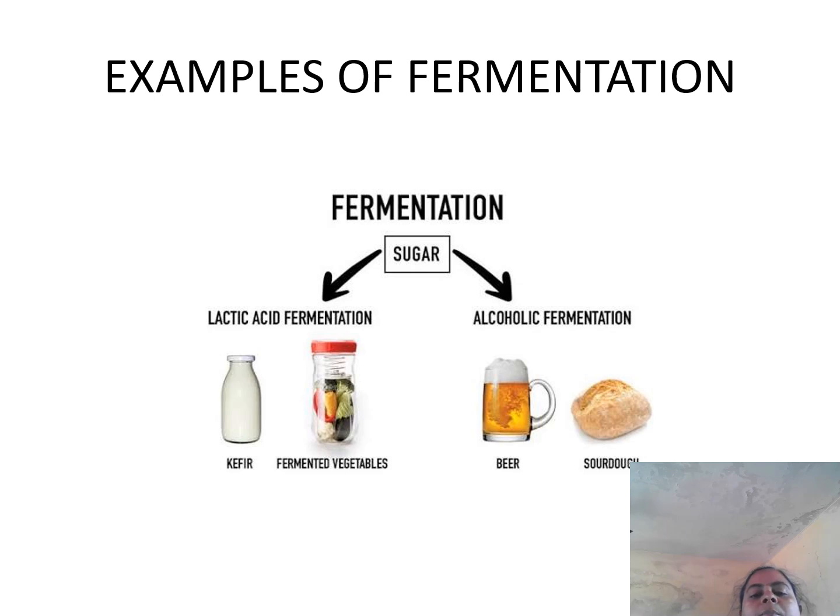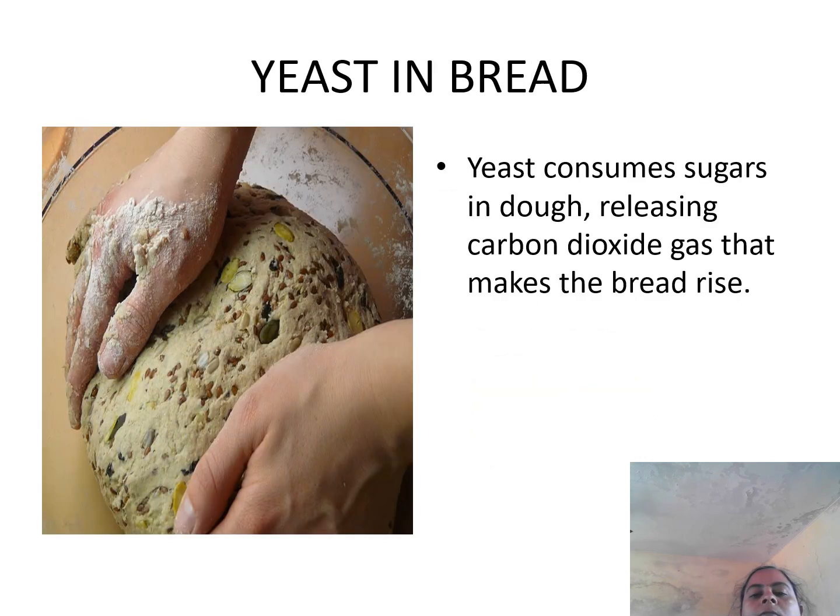Now, what are the examples of fermentation? Let us see the examples of fermentation. Sugar is also a fermentation agent. Sugar does the lactic acid fermentation and alcoholic fermentation. Some of the examples of fermentation are yeast in bread. What does yeast do? Yeast consumes sugars in dough, releasing carbon dioxide gas that makes the bread rise.